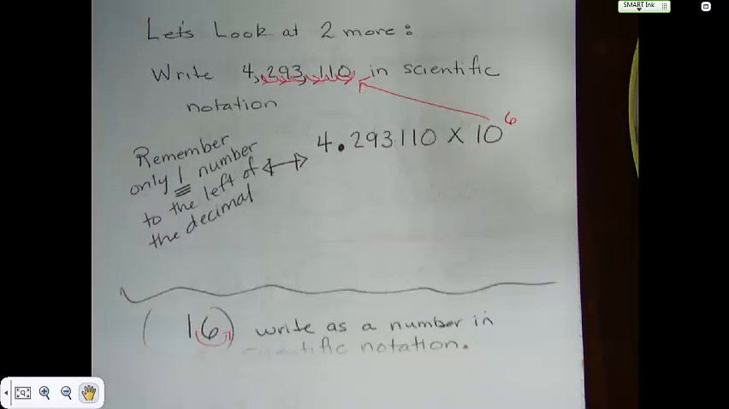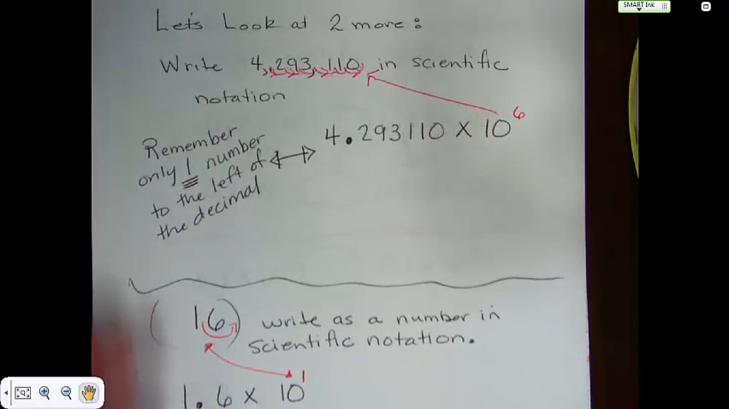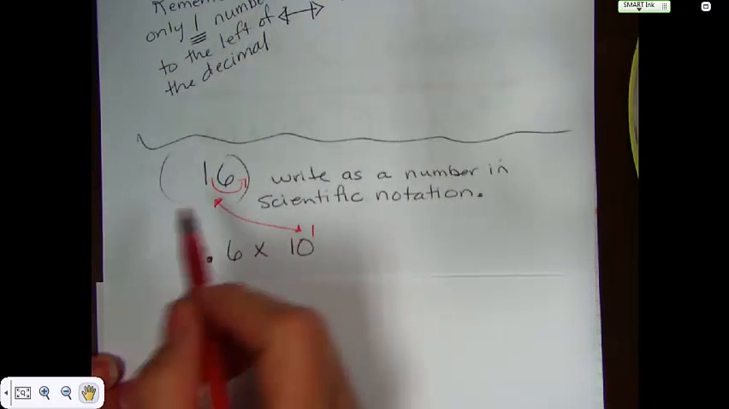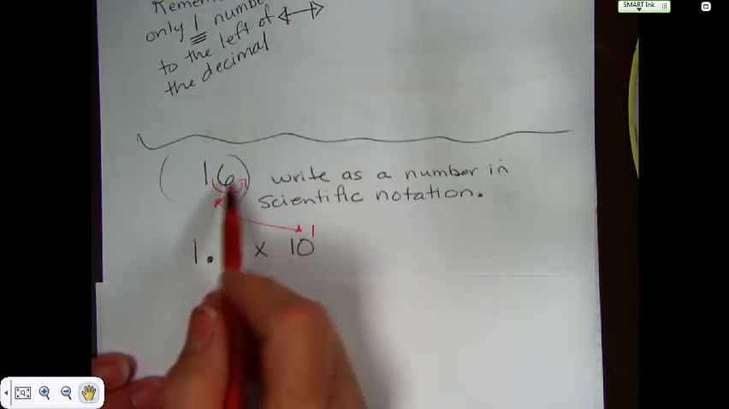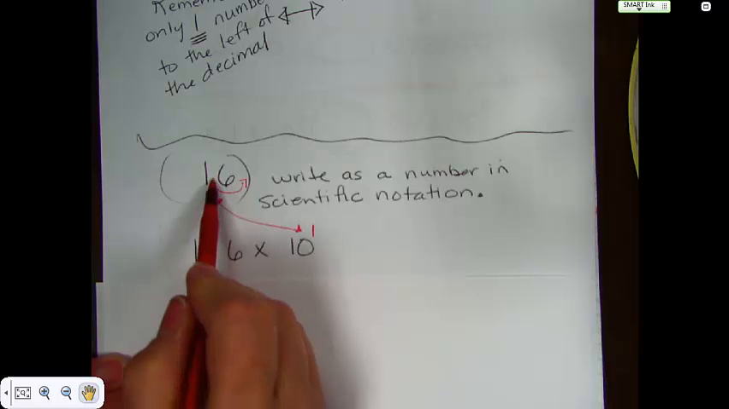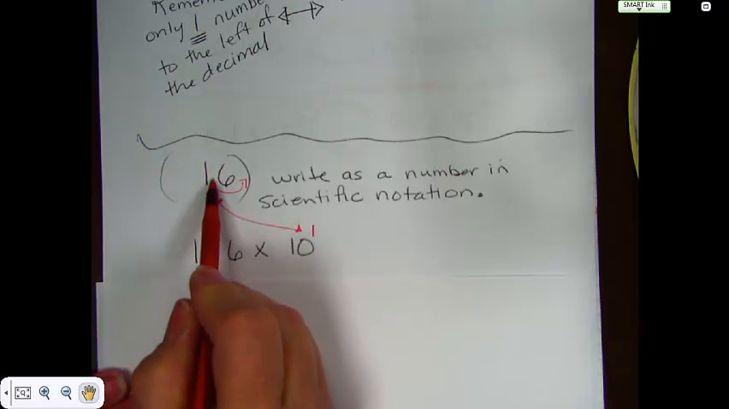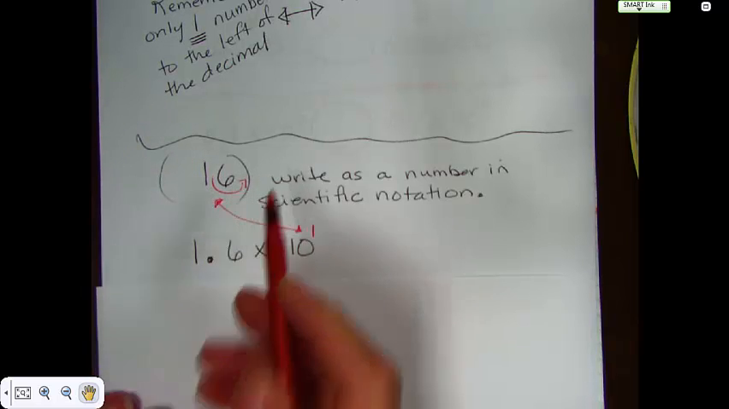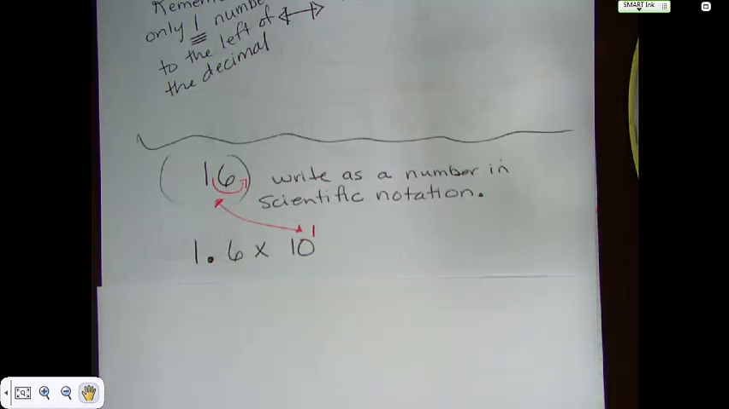Yes, it does. Okay, here's a little one. Write the number 16, which is in standard notation, in scientific notation. You start here because you can only have one number to the left of the decimal. It's only going to be 1. So 1.6 times 10 to the first power.